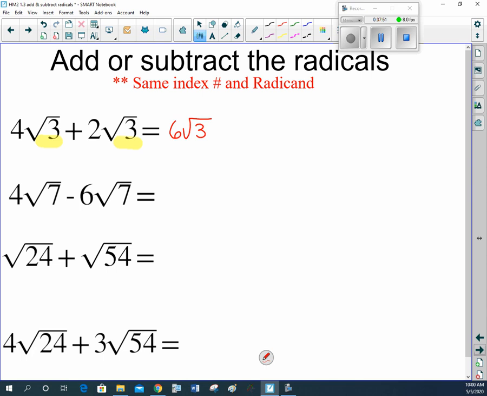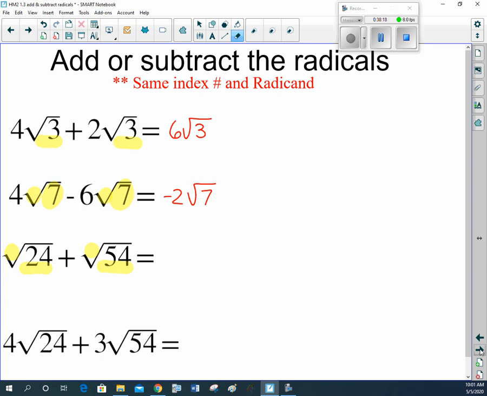Okay, down below, quick check. Index numbers and then radicands. They're the same. So just subtract the numbers out in front. So 4 subtract 6 is negative 2, square root of 7. Okay, next one, quick check. Same index number. Different radicands. They have to be the same radicands.